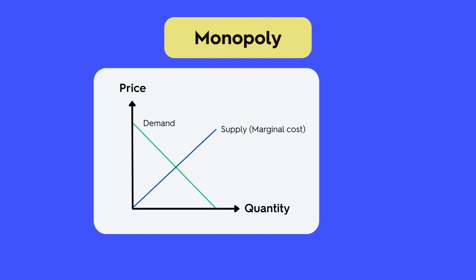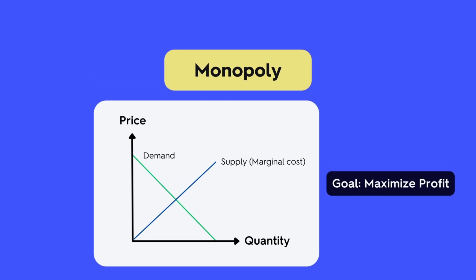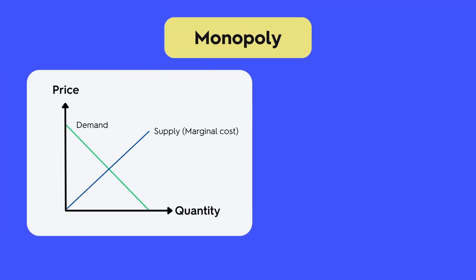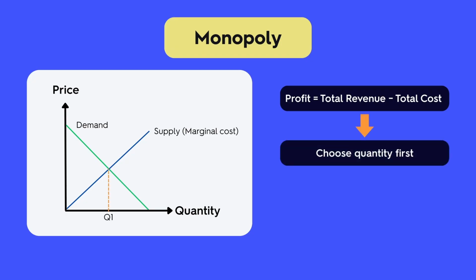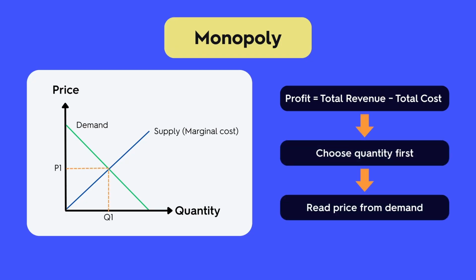First, the big idea. A monopolist has market power, which means it can affect the market price. But that does not mean it can pick any random high price. Its goal is to maximize profit, not just revenue. So how does the monopolist actually decide? To maximize profit, the monopolist starts by choosing the best quantity to produce. Then it uses the demand curve to find the highest price consumers will pay for that quantity. That order matters. Quantity first, then price.